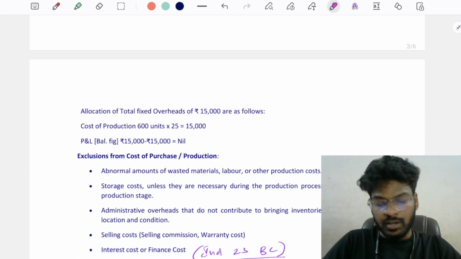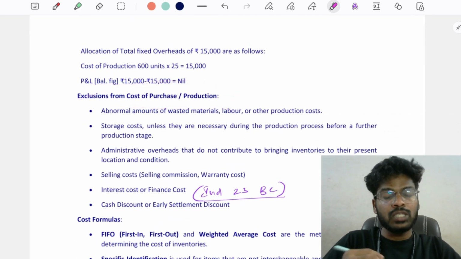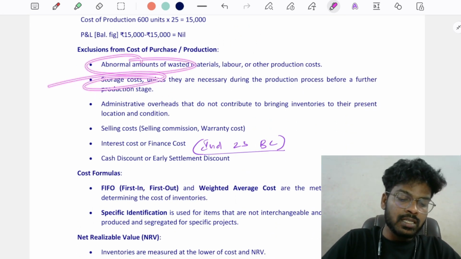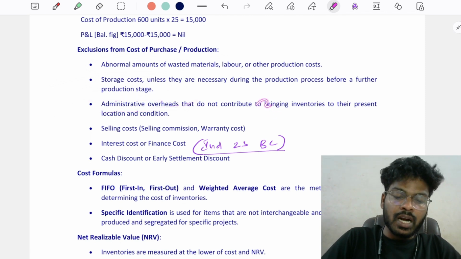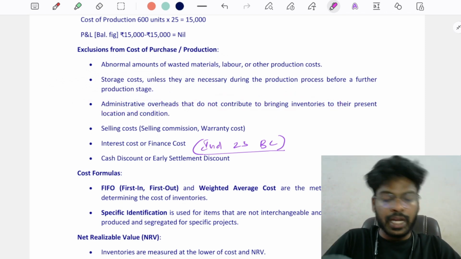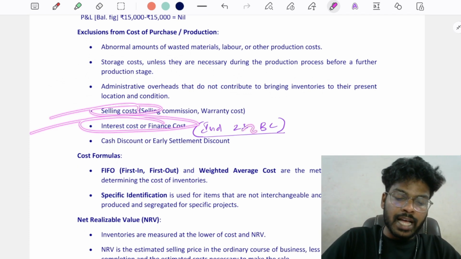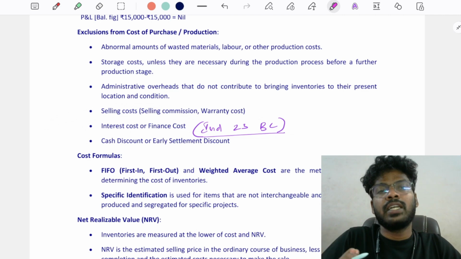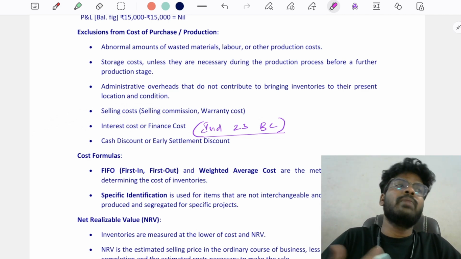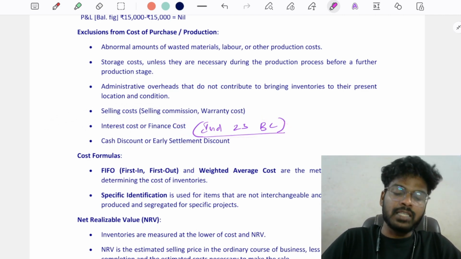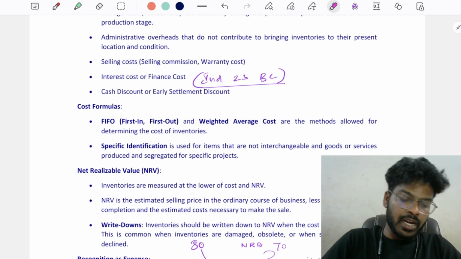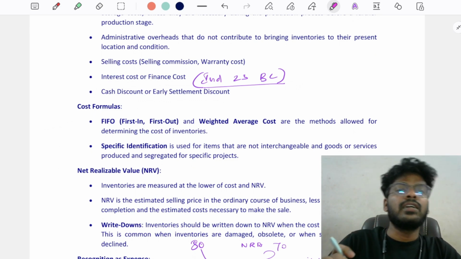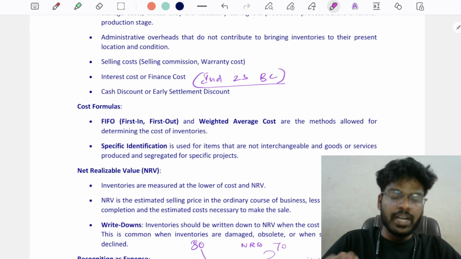Refer. What costs are excluded from the cost of purchase and cost of production? The abnormal loss, storage cost, administration overhead which is not necessary to bring the inventory to the present condition and location, and selling cost. Interest cost, as per Ind AS 23, is not allowed, as it is not a substantial period to build. So finance cost and borrowing cost should not be included in the cost of inventory. Any cash discount or early settlement discount should not be included or deducted from the value of inventory.